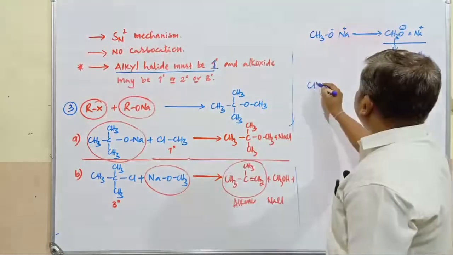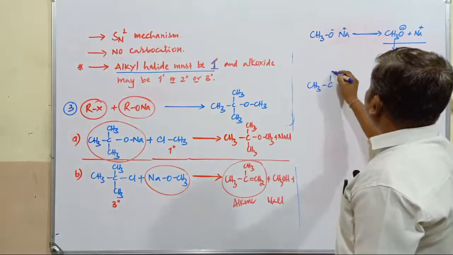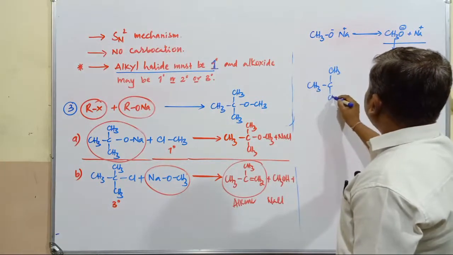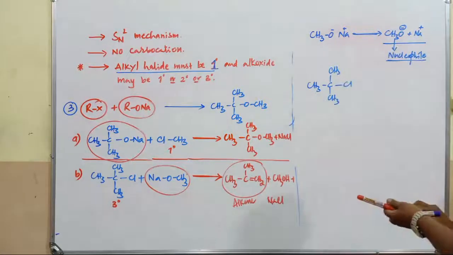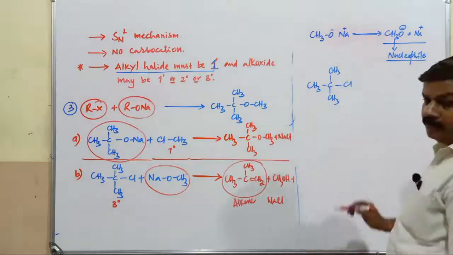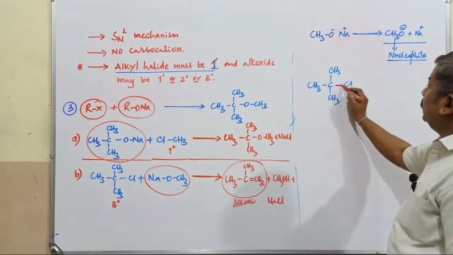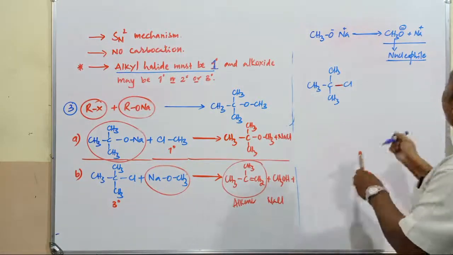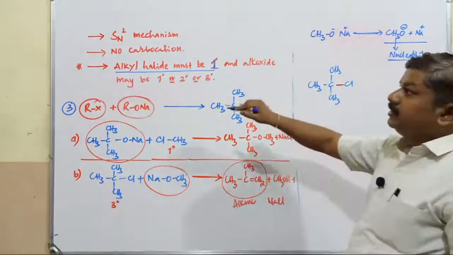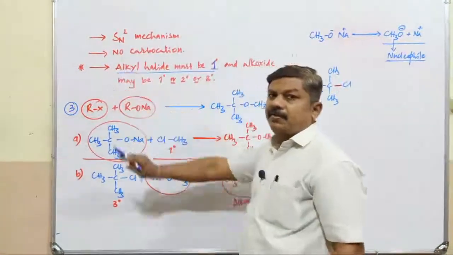Which molecule? This is CH3, this is C, it is CH3, next one is CH3, next one is Cl. Which is the leaving group here? Chloride. Chloride is a better leaving group. Even though chloride is a better leaving group, this nucleophile should attack from the opposite side because it undergoes what reaction? SN2 mechanism.